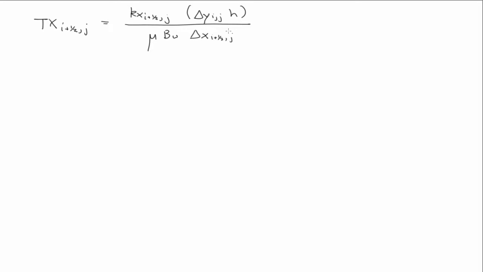And so I'll just write them down. T in the x direction, at say i plus a half, j, is equal to kx at i plus a half, j, times delta y ij times h, over mu B_w, times delta x. Remember, we defined T early on, when we were talking about the 1D case, as kA over mu B_w delta x. Right? So now we have two dimensions, delta x and y.